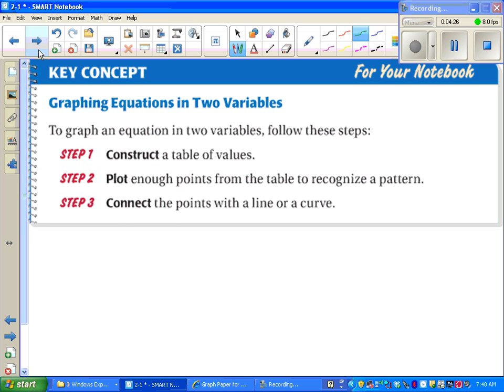Next up, we're going to be graphing equations. We've got 3 steps that we do when we're graphing something for the first time and we don't really know any of the shortcuts. We construct a table of values. When I say that, I mean we'll do something like x, y, and then plug in some numbers. Doesn't really matter what numbers necessarily. We're going to plot points from that table until we see a pattern, and then we're going to connect the points with a line or a curve.